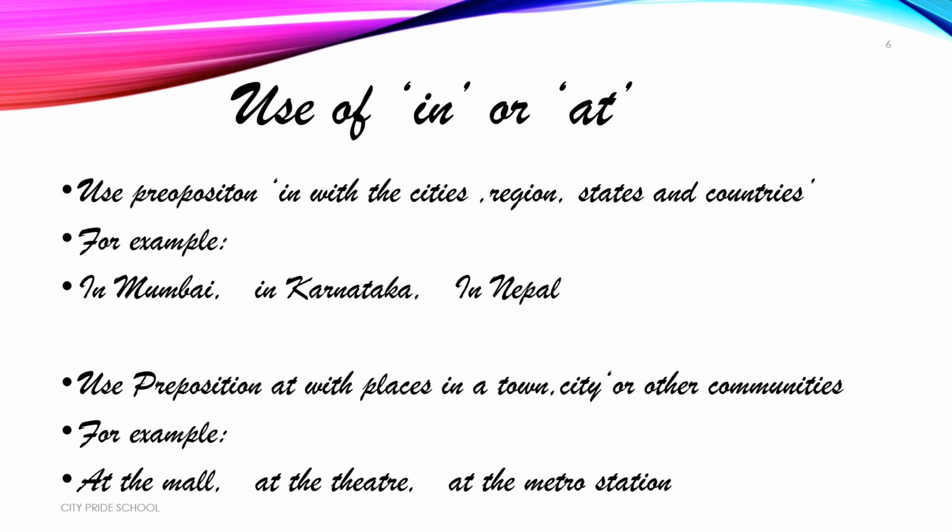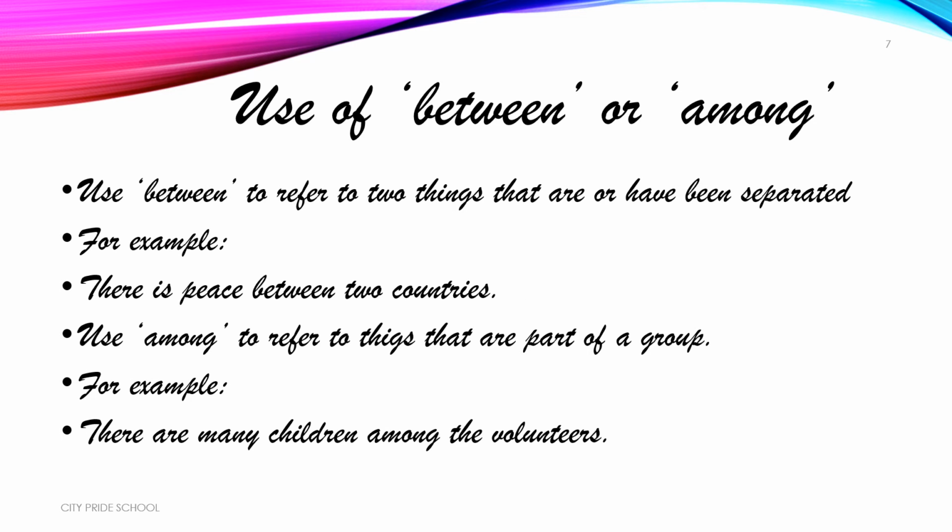Now if you have to frame the sentence, like maybe you are at the mall, but which mall? Okay, I am at the mall in Mumbai. So here you are showing the place in a city, Mumbai city, that is the mall. So we are using at for the mall and we are using in for the city, Mumbai. So we have got the use of in.